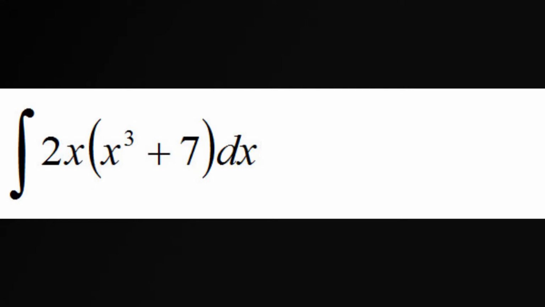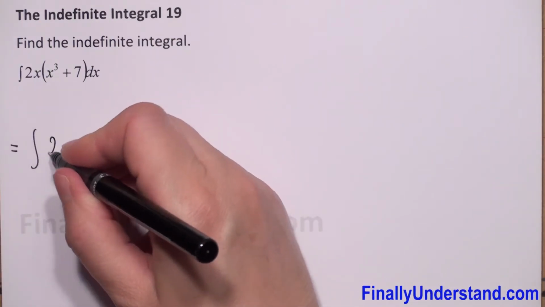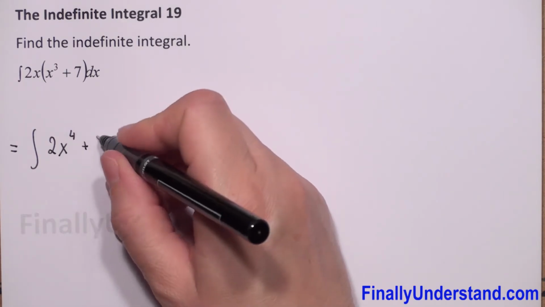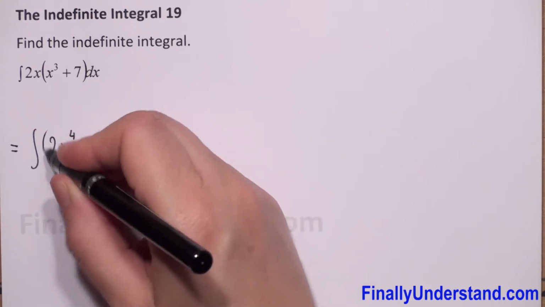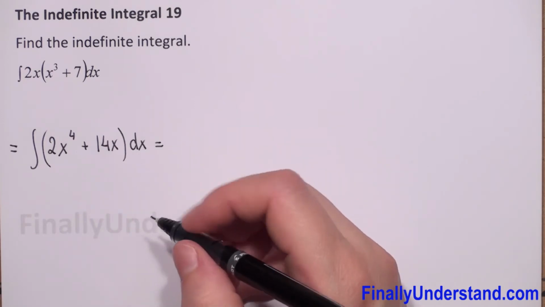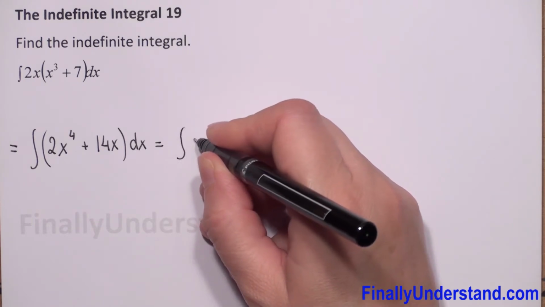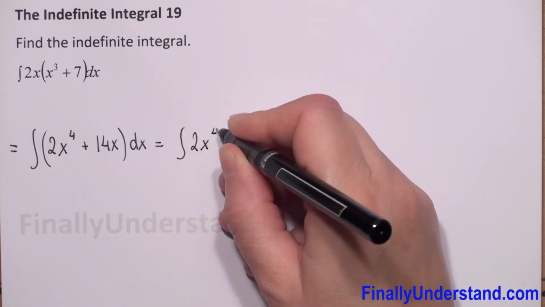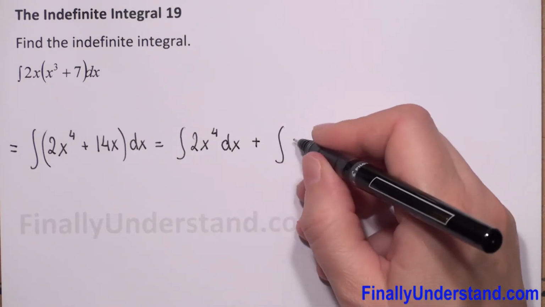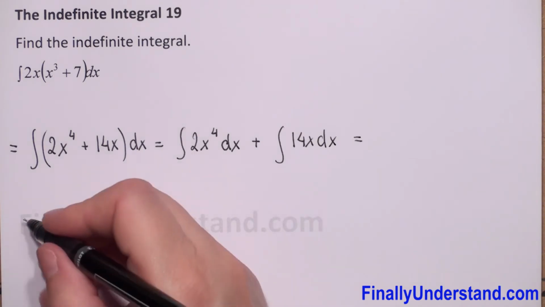First we will do multiplication, so let me copy the integral symbol, and we will have 2 times x to power 4 plus 14x. Our integral is with respect to x. This is equal. We have integral of a sum, so we can rewrite it as a sum of integrals. It will be integral of 2 times x to power 4 with respect to x plus integral of 14x with respect to x. This is equal.